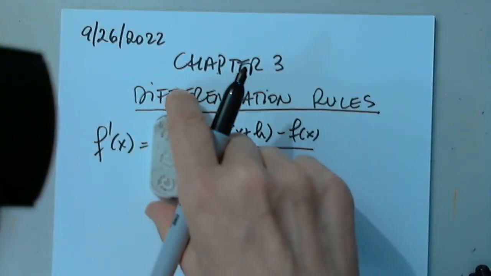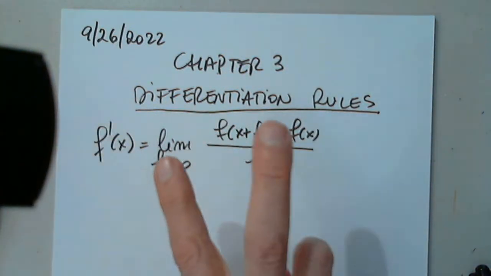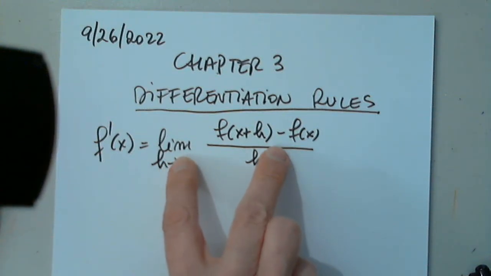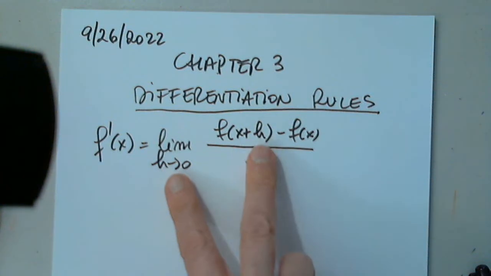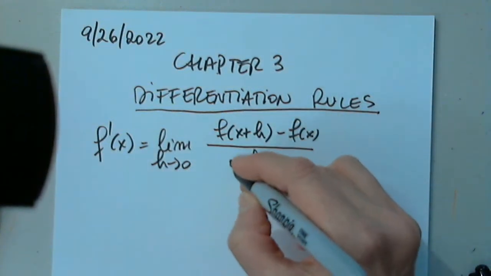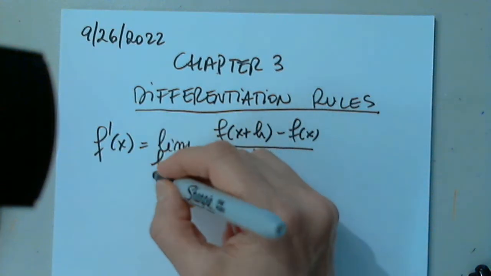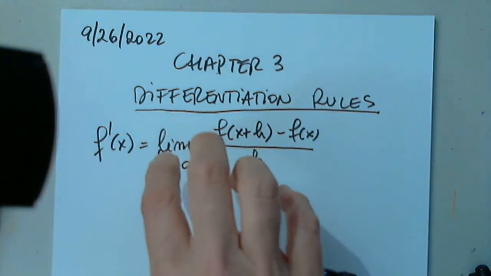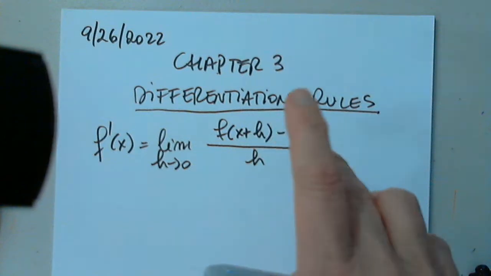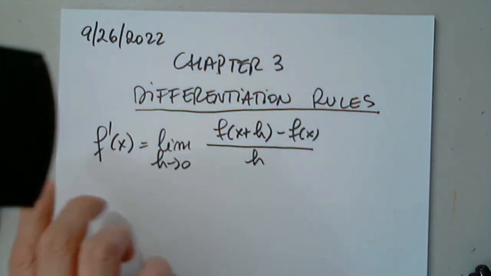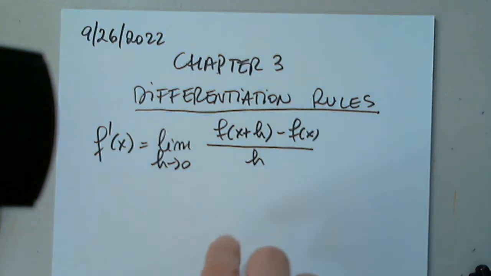Here's why. This function consists of two major concepts, not one, but two. One major concept is the difference quotient, and the other major concept is the limit. If you leave any of these two out, then you are not determining f prime. You're determining something else.